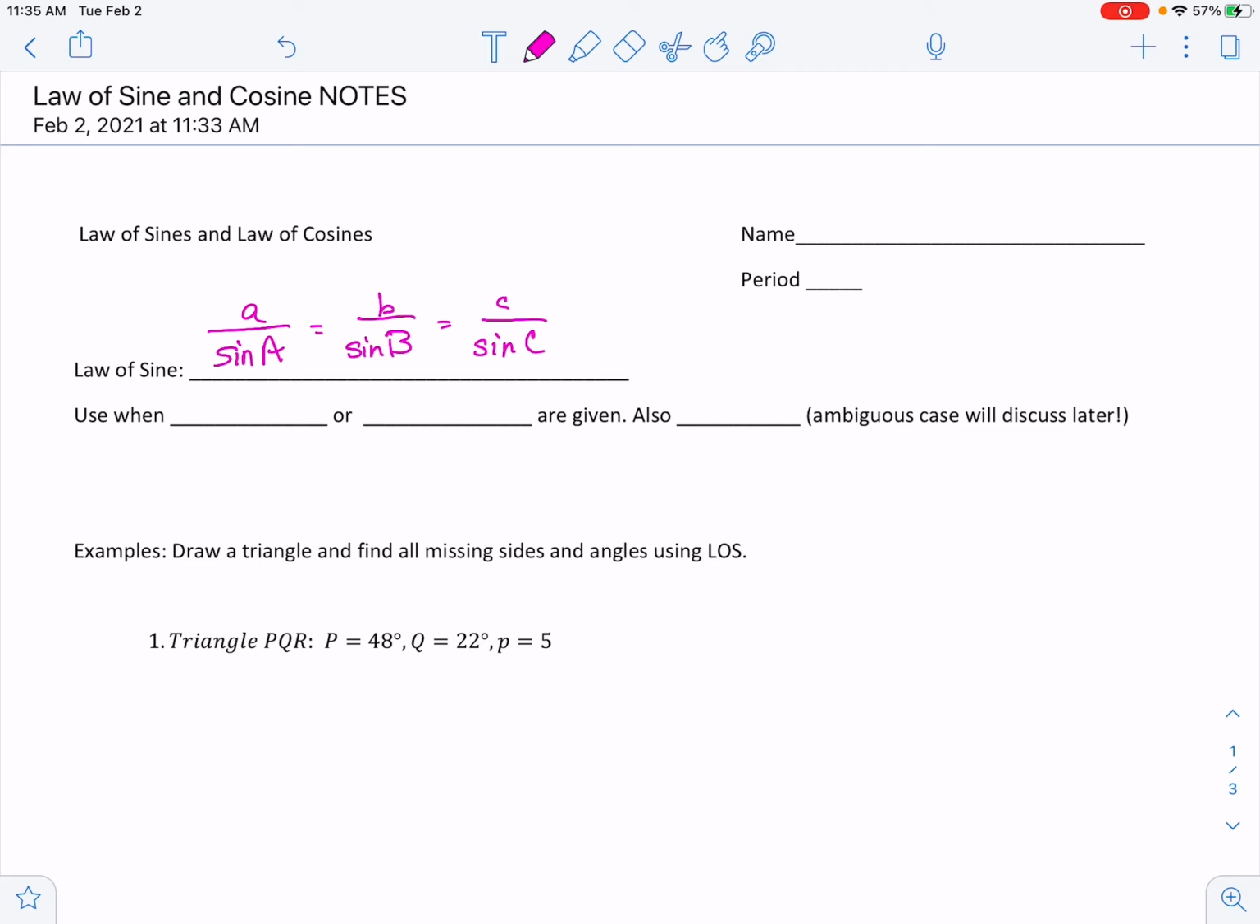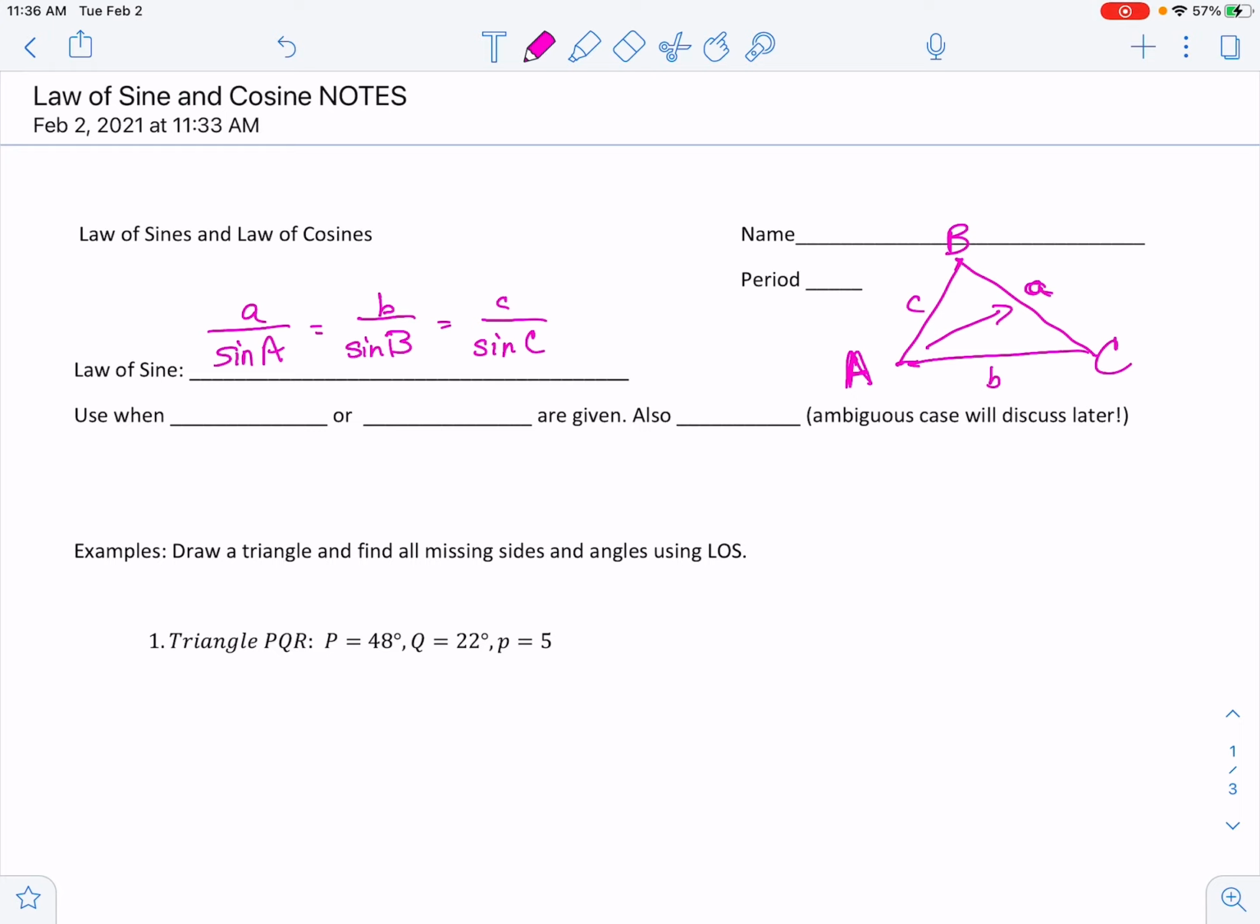Those letters come from labeling a triangle. If you recall, when you label a triangle, the angles are capital letters and the sides are lowercase and they're opposite where the angle is. And that's important. It doesn't matter where you put A, B, C, but once you have A here, little a has to be opposite it, okay? So this is the side over the sine of the angle, side over the sine of the angle, side over the sine of the angle.